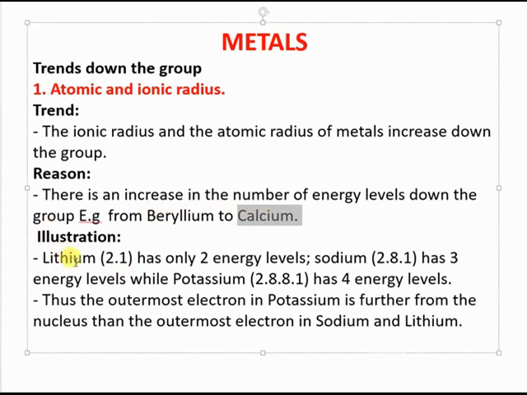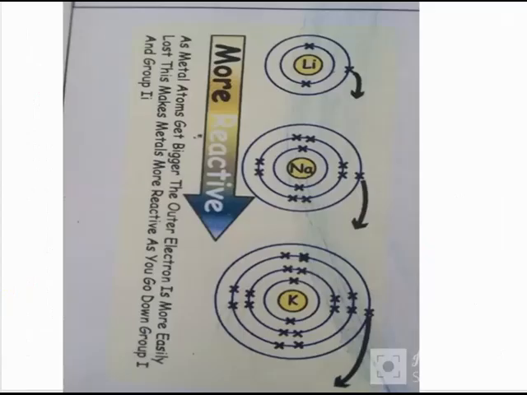If it is in group 1, lithium is atomic number 3, sodium is atomic number 11, potassium is atomic number 19. Let us look at this diagram. Lithium has how many energy levels? 1, 2, because it is atomic number 3. Sodium has 1, 2, 3, and then potassium has 1, 2, 3, 4.